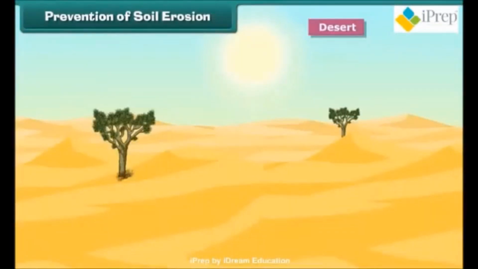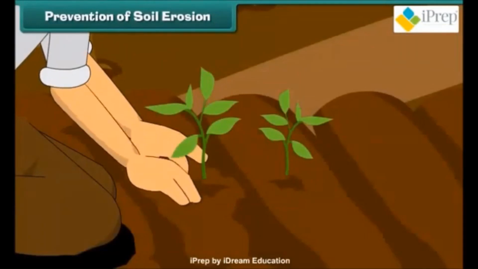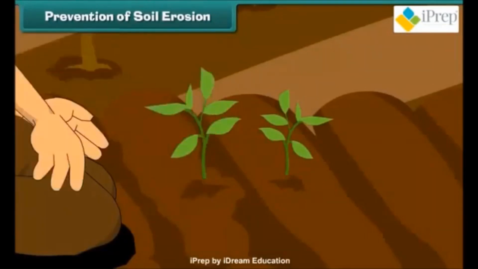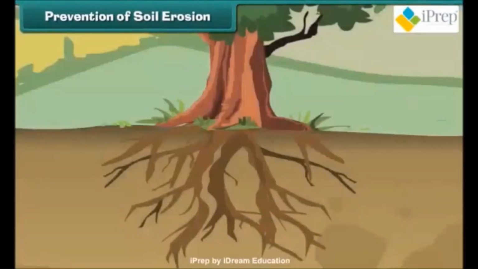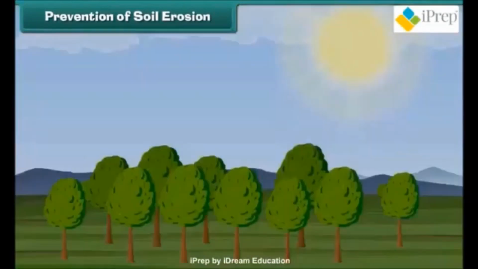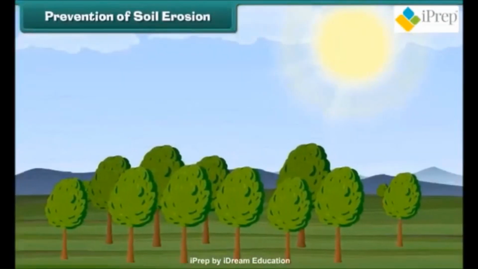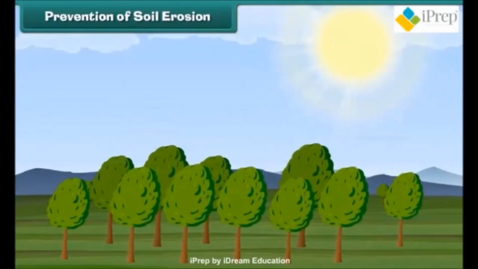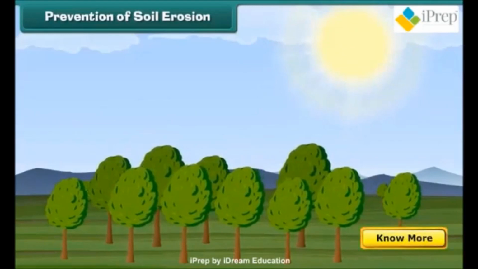Thus, it's the need of the hour to conserve the soil by preventing soil erosion. There are many ways of preventing soil erosion. One of the most common ways is to grow more and more trees. The roots of trees hold the soil firmly and do not allow it to wash away easily. Trees planted across the wind direction protect soil against high-velocity winds.